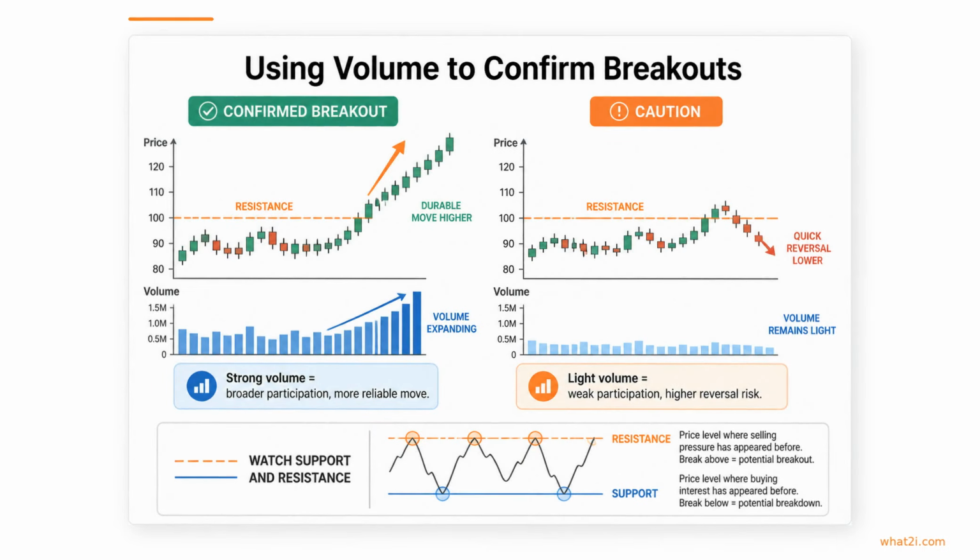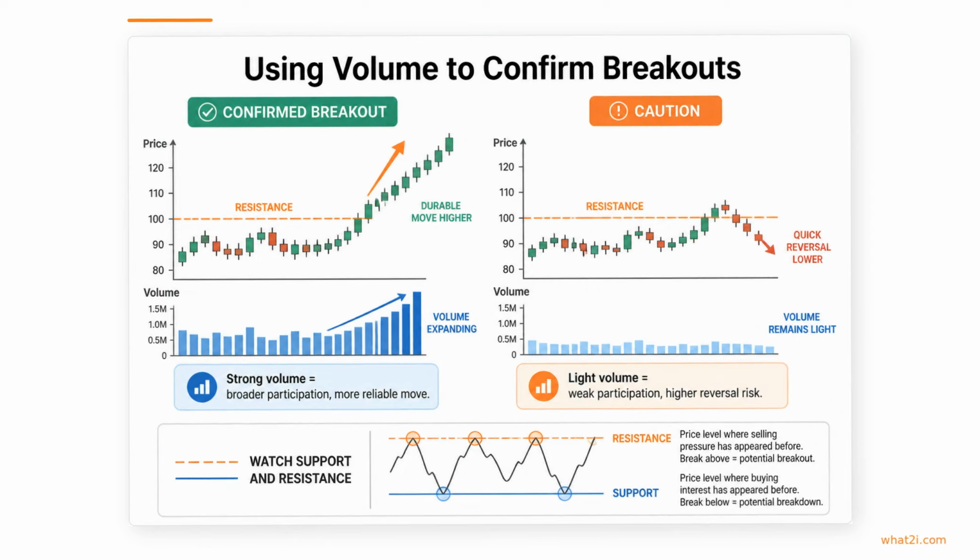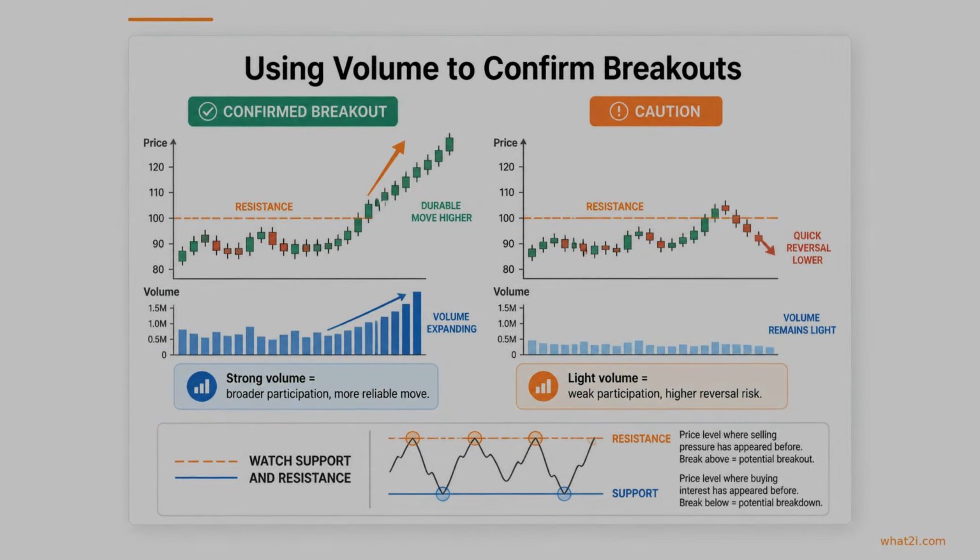Volume is especially useful when price is trying to break through support or resistance. A breakout on strong volume usually gets more respect because it suggests more market participants are committing to the move. By contrast, a breakout on light volume may be less convincing and more vulnerable to reversing quickly. That is why traders often watch key levels and volume together rather than separately. If resistance breaks on expanded volume, the move may have real traction. If it breaks quietly with little participation, caution is often the better response.